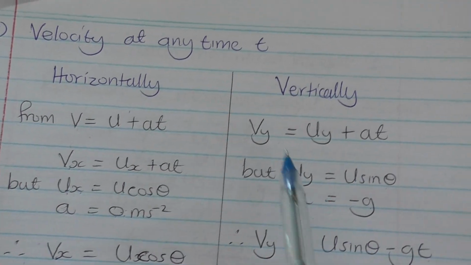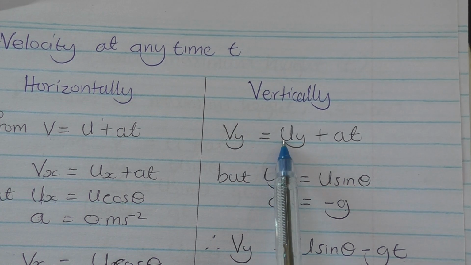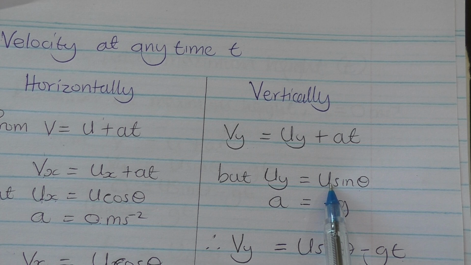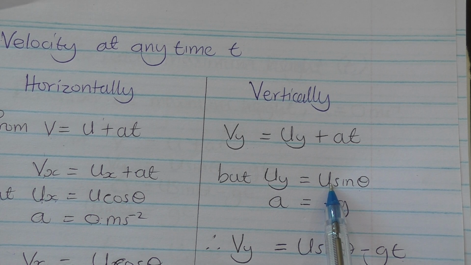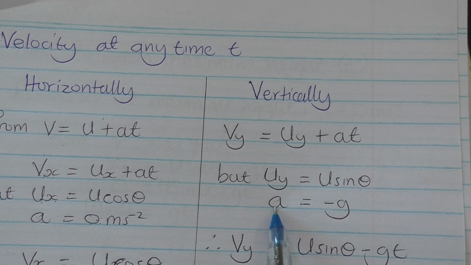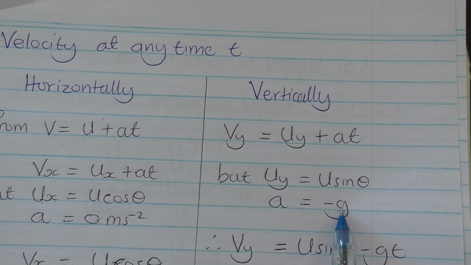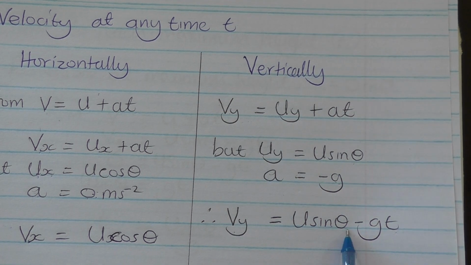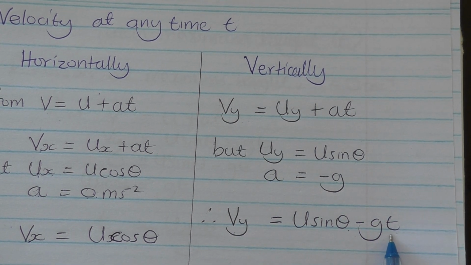Then vertically, Vy is uy plus at, but uy, when we resolve, we got u sin theta, and a is negative g simply because the body is opposing gravity. And therefore, when we substitute, we shall get Vy as u sin theta minus gt.